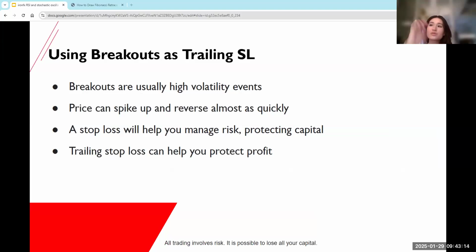Okay, so you can also use breakouts as trailing stop loss. Breakouts are usually high volatility events. Price can spike up and reverse almost as quickly, and a stop loss will help you to manage risk and protect your capital. Trailing stop loss can also help you to protect your profit.